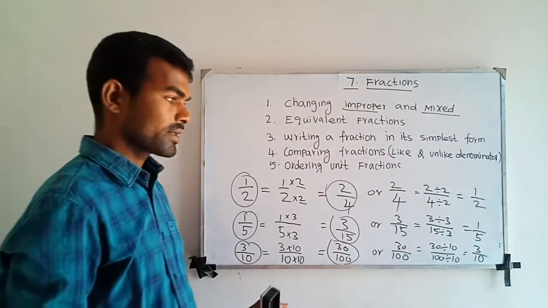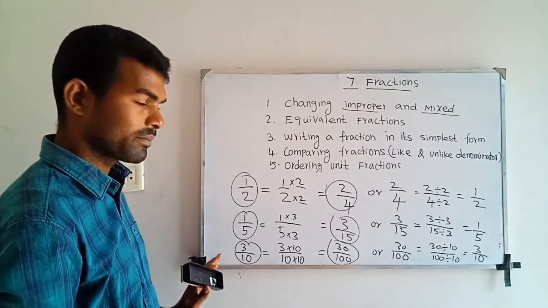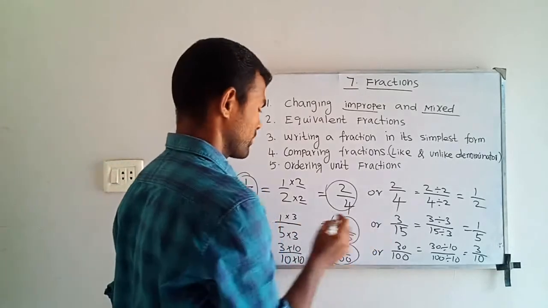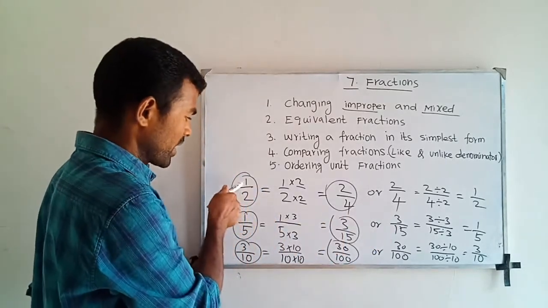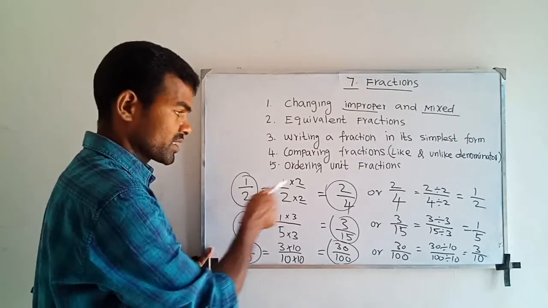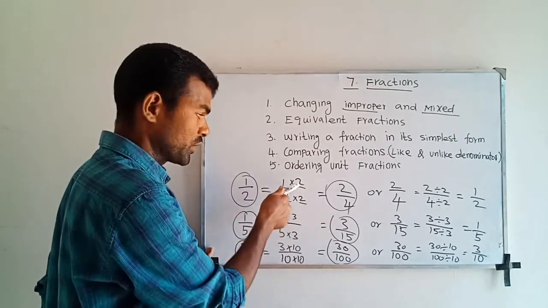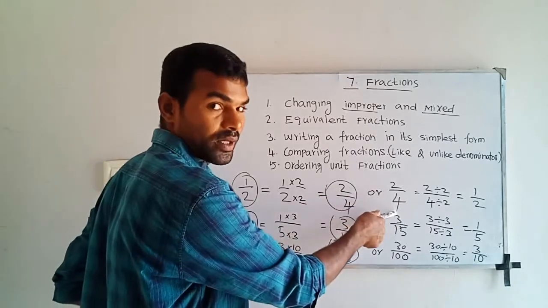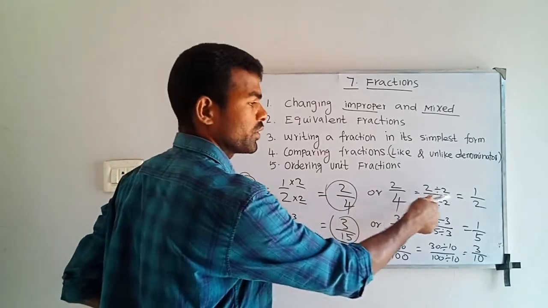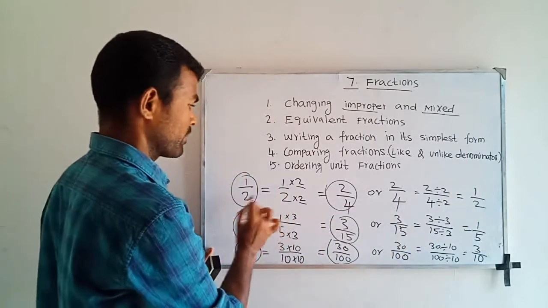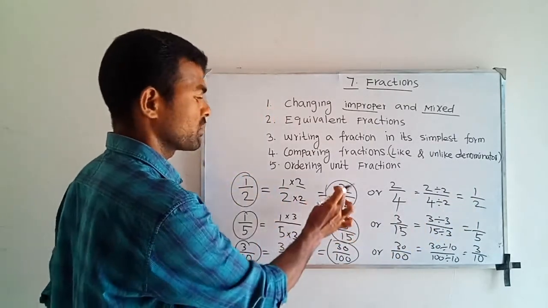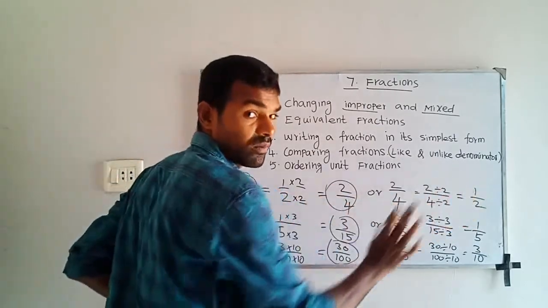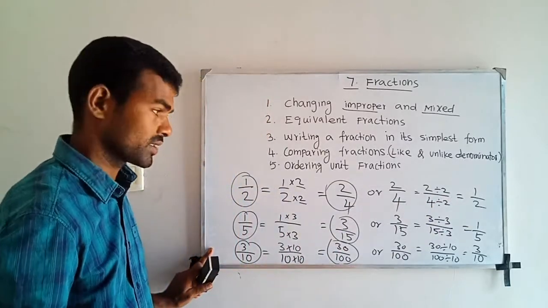Children, now compare the numbers. See this one. The number 1 by 2, its equivalent fraction is 2 by 4. If you multiply by 2, you are getting 2 by 4. Suppose 2 by 4 is the number. If you divide both the numbers by 2, you are getting 1 by 2. Yes, the number is not changing. 1 by 2 is equal to 2 by 4. 2 by 4 is equal to 1 by 2. This is the equivalent fraction.